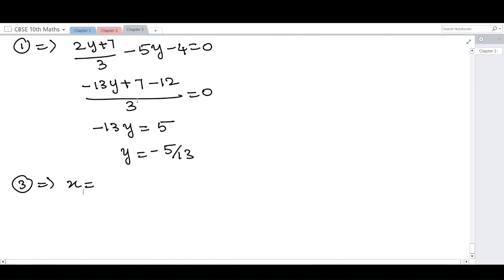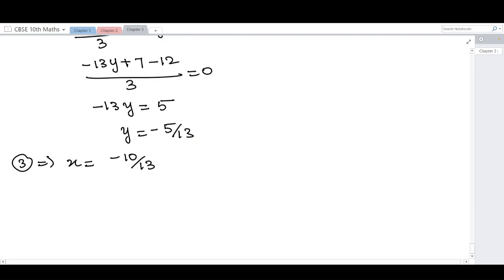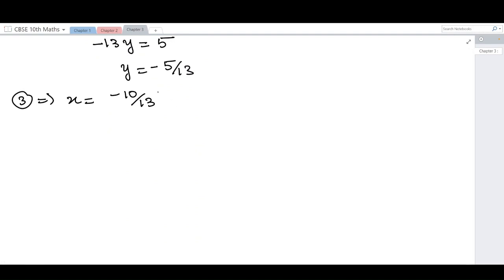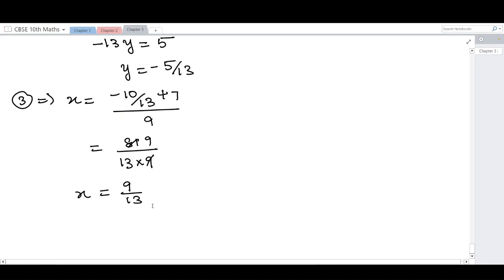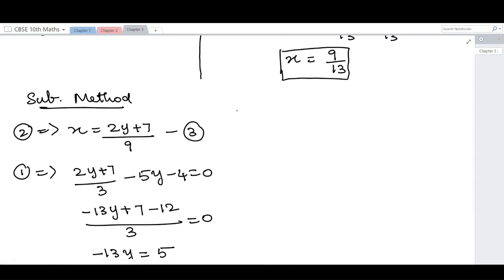(2y plus 7) by 9. So 2y is minus 10 by 13 plus 7, whole divided by 9. If you take LCM, you will get minus 10 plus 91, so 81 by 13 into 9. If you cancel this, you will get the value of x to be 9 by 13. So we have obtained the x and y values to be the same as what we obtained in the elimination method. Now moving on to the fourth problem.